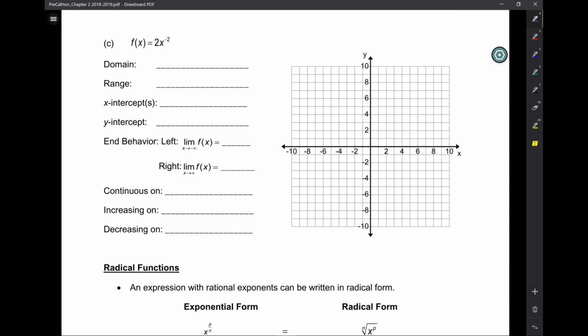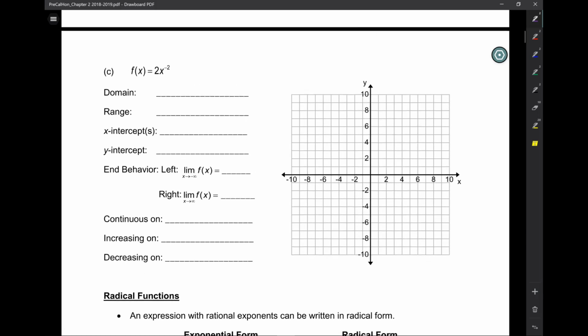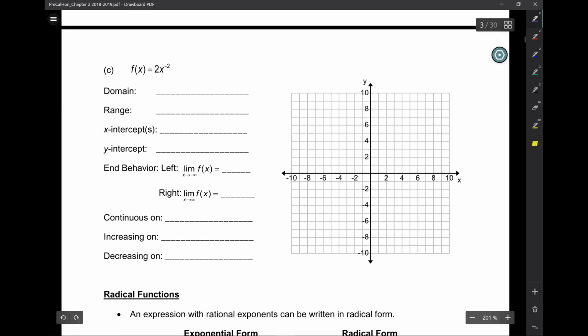All right. 2x to the minus 2. Oh my goodness, we're doing so well. What happened here? Well, let's write this in better form. 2 over x squared.